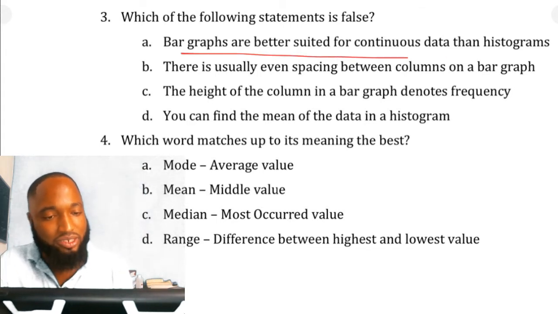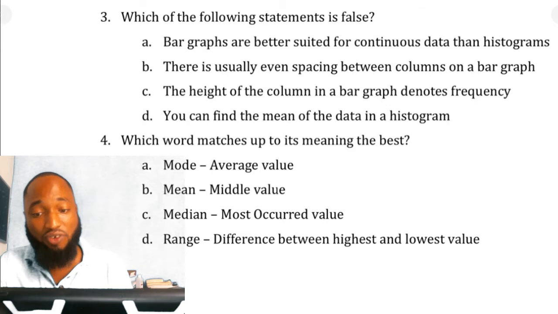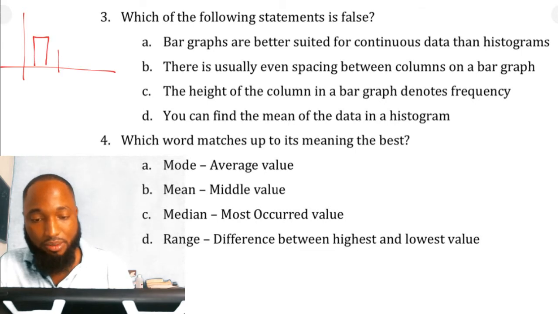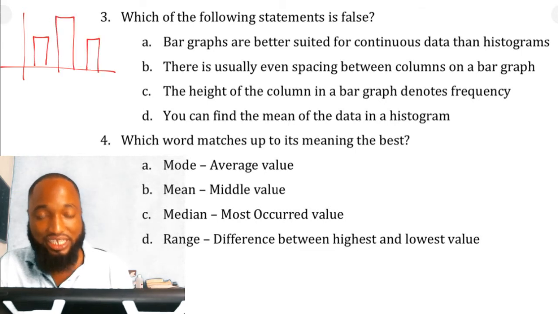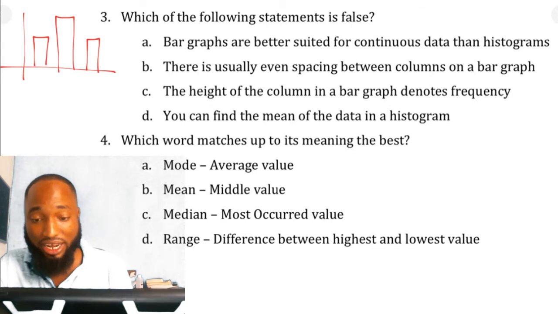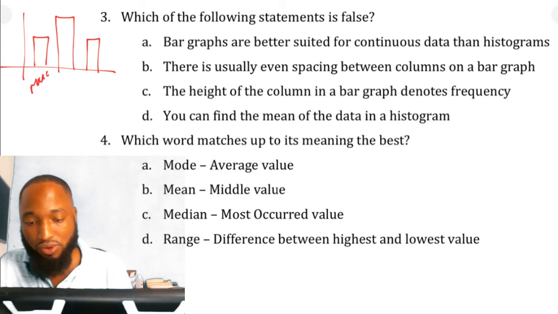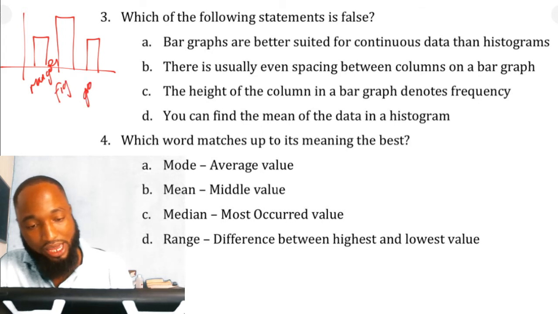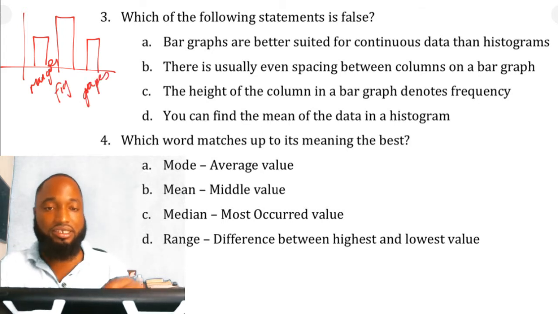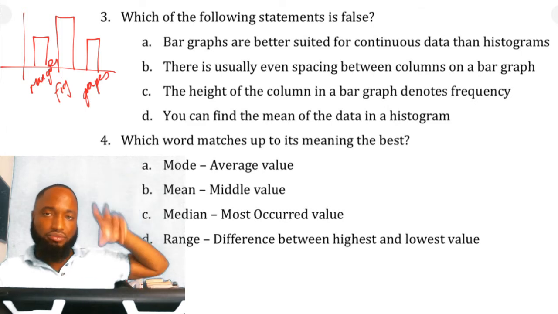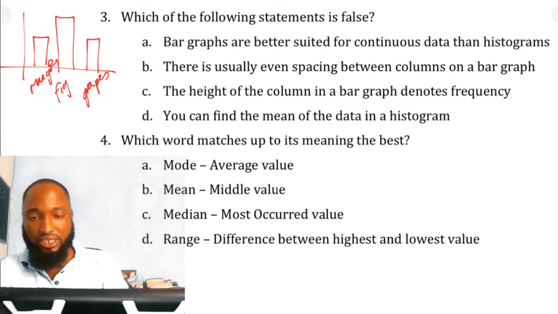Bar graphs are better suited for continuous data. That is false. Bar graphs have a space between them, like this. Bar graphs are more for discrete data, like grades, or like you have mango here, fig here, grapes here, that kind of thing. You understand? Specific categories, and you have a frequency on this side.